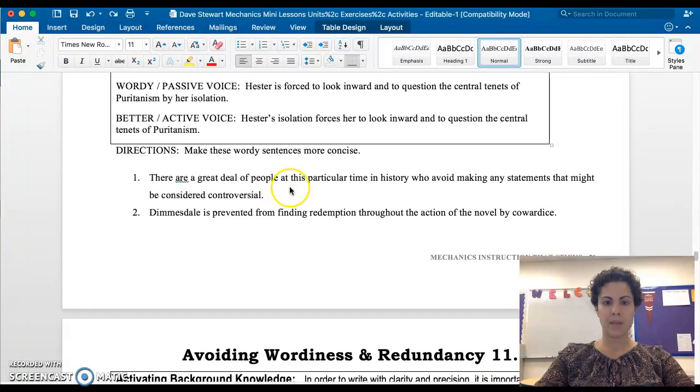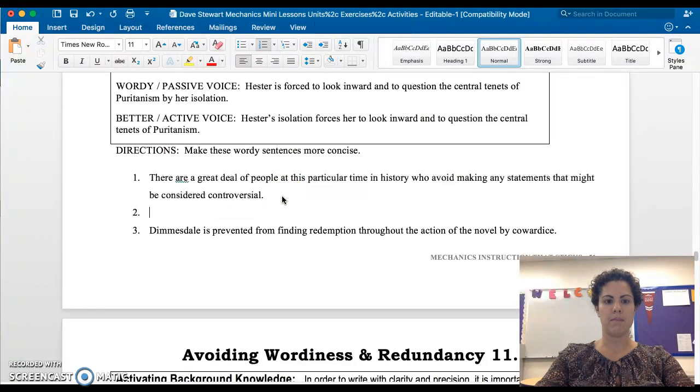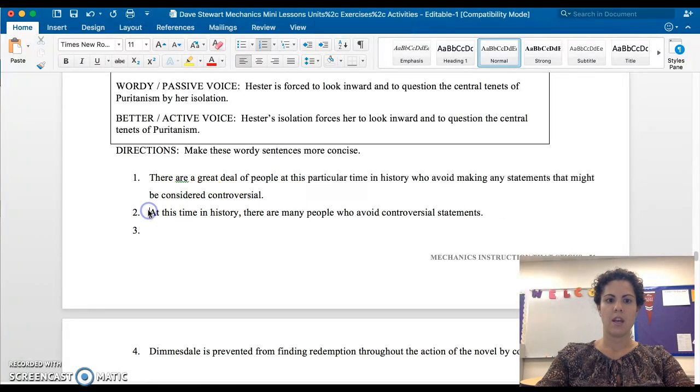There are a great deal of people at this particular time in history who avoid making any statements that may be considered controversial. It's very long. Maybe we could write something like this: at this time in history, there are many people who avoid controversial statements. Much shorter. I just said there are many people instead of a great deal. I took out "particular time," and instead of "avoid making any statements," I took out that -ing verb. They just avoid it. I don't need both.